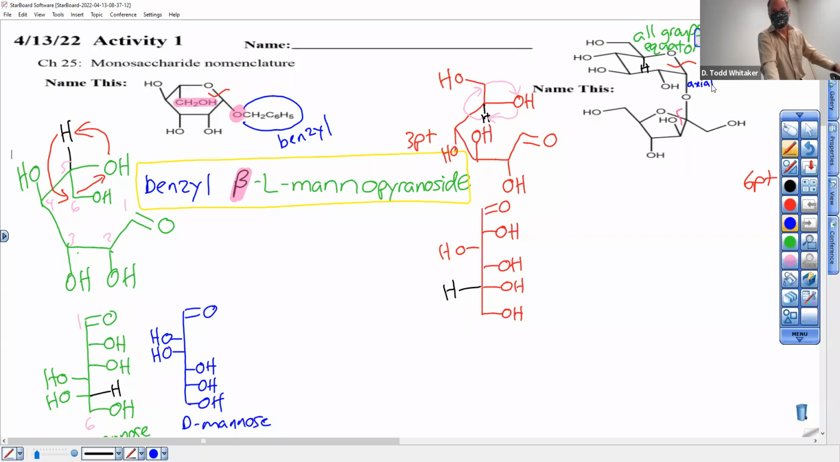That's how it got connected. So just remember, glucose, all of the stereocenters are equatorial. The original stereocenters. Yeah. D-glucose.